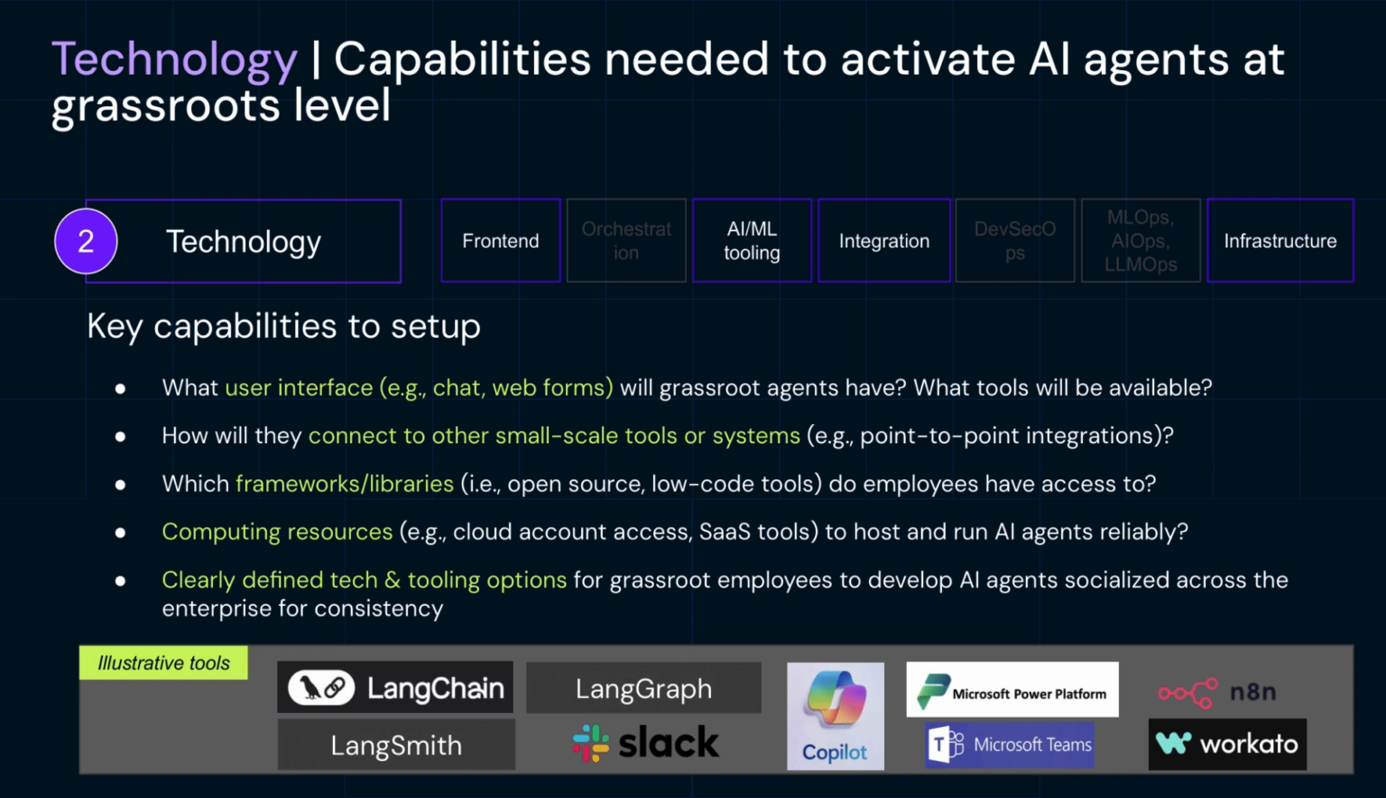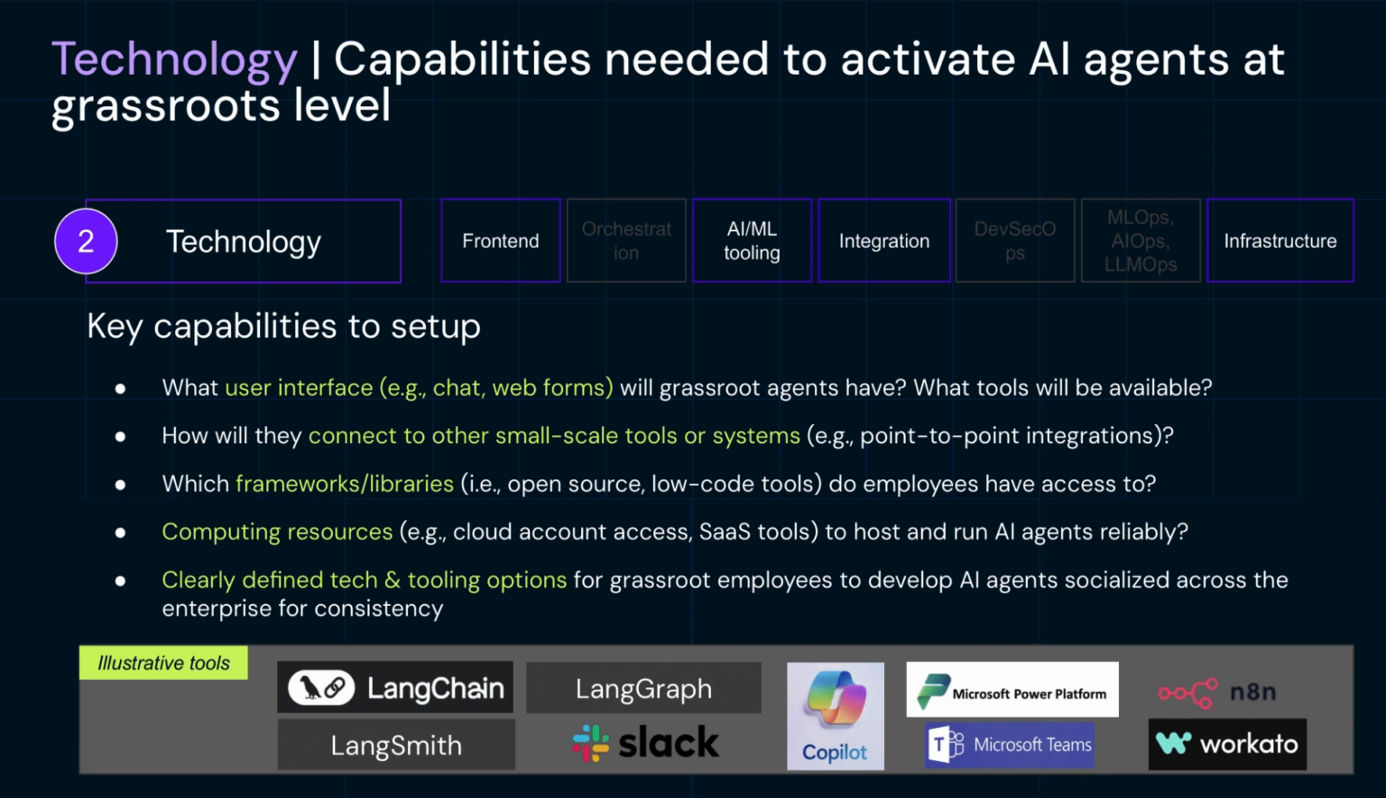Some of the illustrative tools that you'll see in this space: when you talk about user interface, like the chat and the web form interface, it could be via Slack, could be via Microsoft Teams, could be through the Microsoft Power Platform. Some of the frameworks and libraries to connect with other systems could be LangChain, LangGraph, n8n, etc. For the computing resources, it's better to use either some ready to use AI SaaS platforms or have them deploy their AI agents on the cloud like AWS, Azure, GCP, etc.